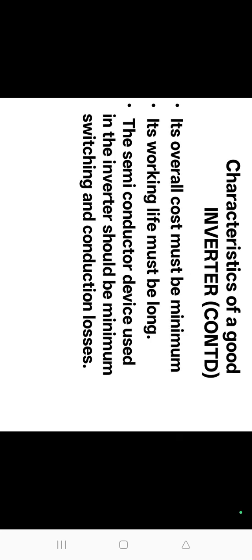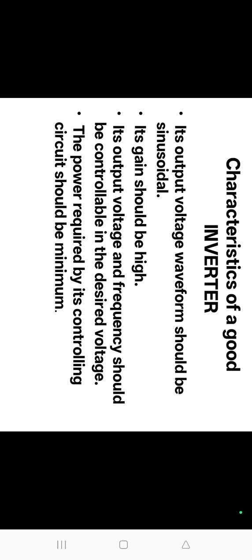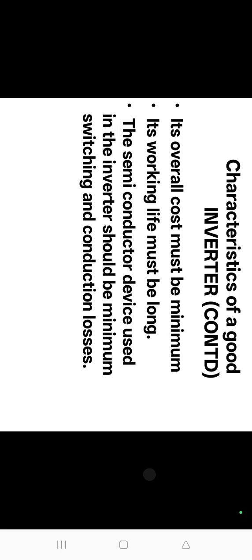Next, the characteristics of a good inverter. The output voltage waveform should be sinusoidal. Its gain should be high. The output voltage and frequency should be controllable to the desired value. The power required by the controlling circuit should be minimum. Its overall cost must be minimum. Its working life must be long. The semiconductor devices used in the inverter should have minimum switching and conduction losses. Here in this unit, we use the IGBT as a switch, as we studied in the previous section.